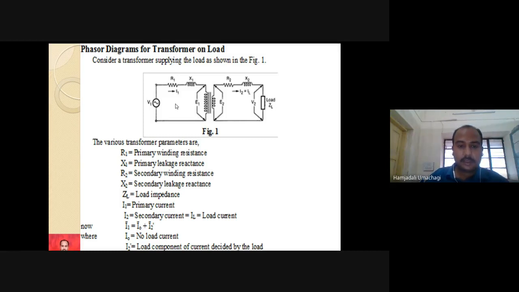Yes. You already have current I1 here. I1 into R1 is one resistive voltage drop. I1 into X1 is the reactive voltage drop, and the induced EMF is E1. So now, since E1 is opposing V1, if I apply KVL to the primary side loop of the transformer, then V1 is equal to the product of I1 R1 plus the product of I1 X1. Now should I write plus E1 or minus E1?